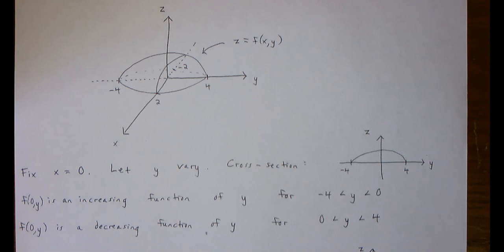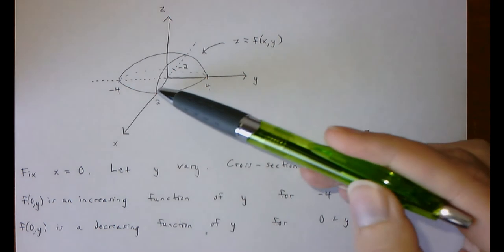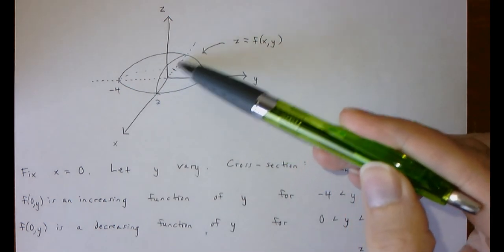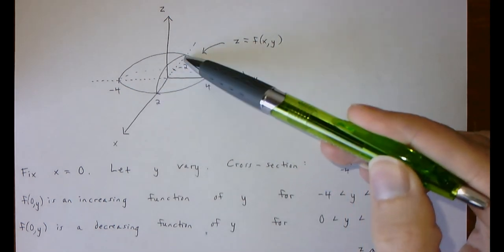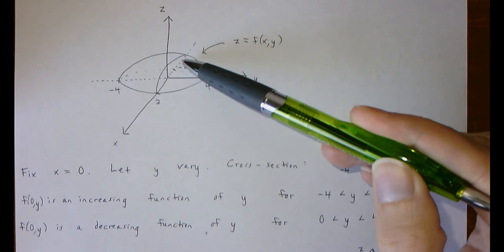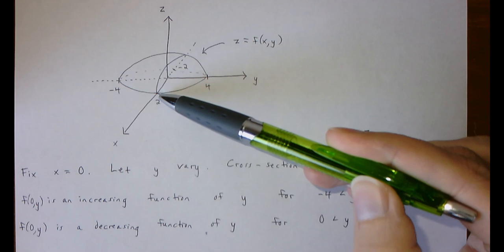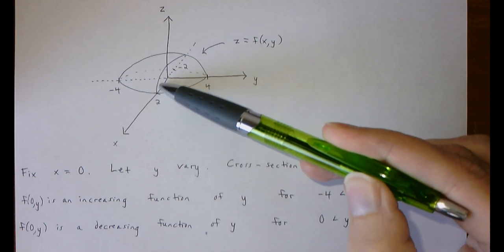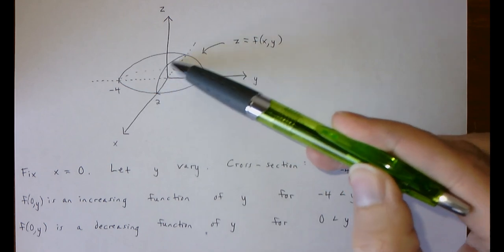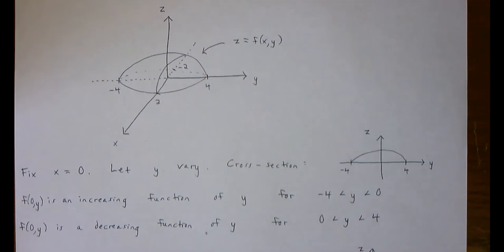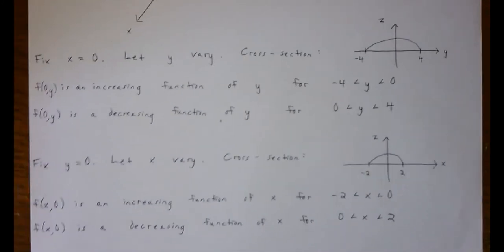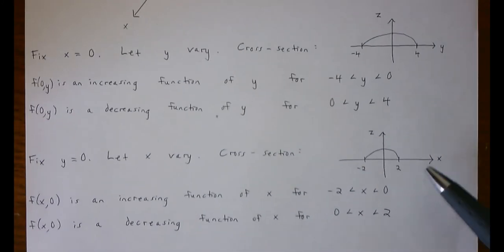Now let's fix y equal to 0 and let x vary. So now we're going to be moving along the x-axis here, and a cross-section would be the intersection of the surface with the xz plane. So it's going to be this arch that you see here. And I've redrawn that below. Right here is the cross-section.